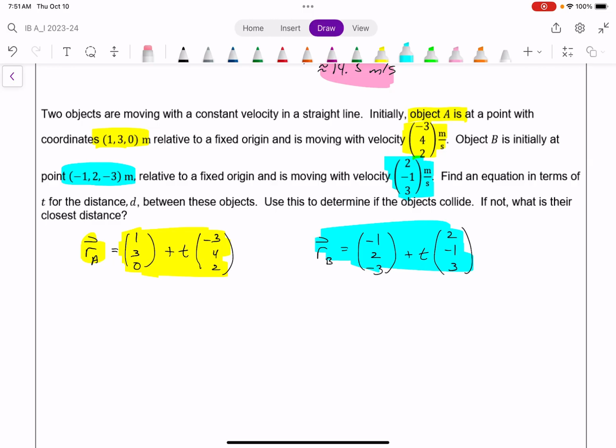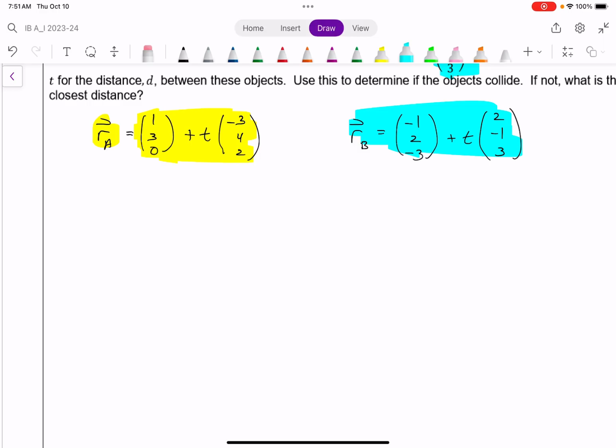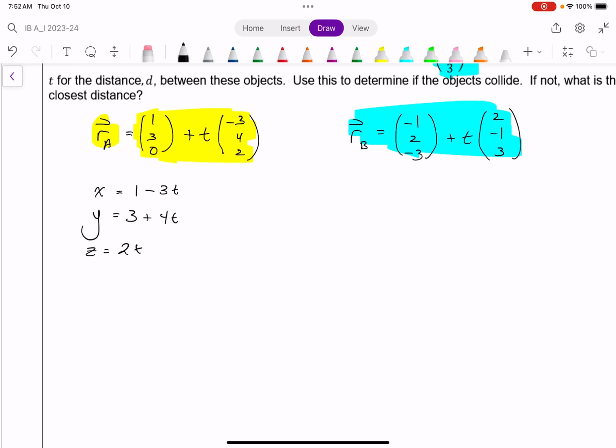If we want to find an equation in terms of time that tells us the distance between these two, first, it's helpful to look at each of these equations as their individual components, x, y, and z, and see how those relate to time. For example, for object A, its x component is 1 plus negative 3 times t, or just 1 minus 3t. The y component is 3 plus 4t. The z component is 0, which I don't need, plus 2t. Everything I see here came from these components.